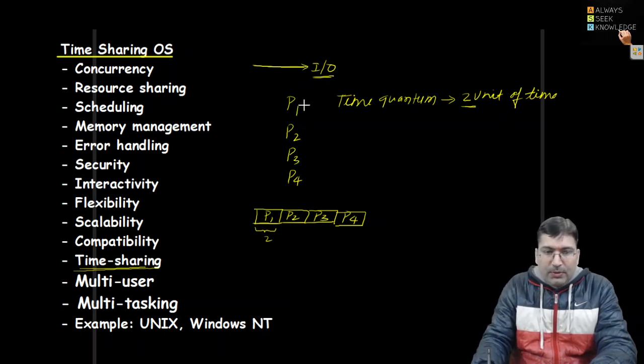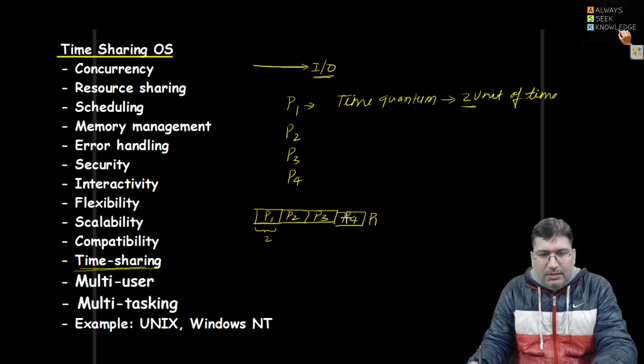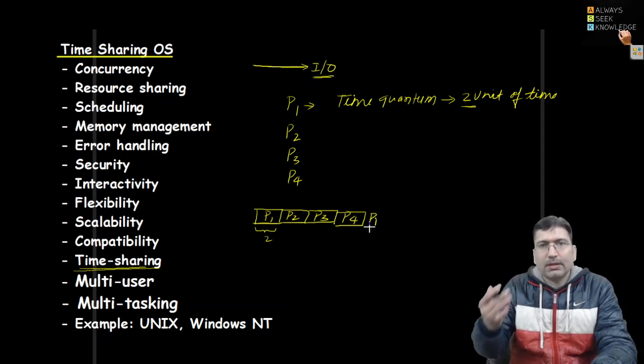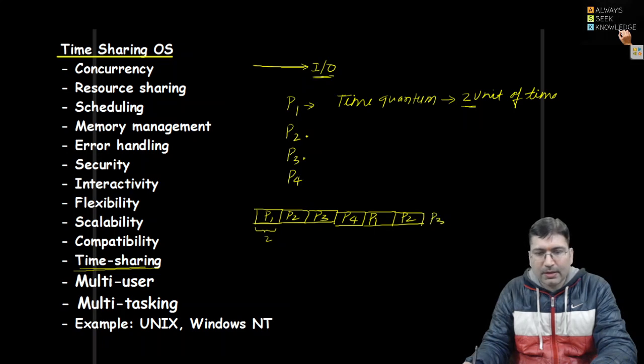Maybe this P1 requires more than 2 unit of time. So P1 will again get a chance after every process has executed for 2 unit of time. Then P1 will again get 2 unit of time. If P2 is still residing in the memory, then P2 will get the chance to execute again for 2 unit of time. If P3 is also in the memory, then it will again get the chance for executing of 2 unit of time maximum, and so on. So this is time sharing behavior.